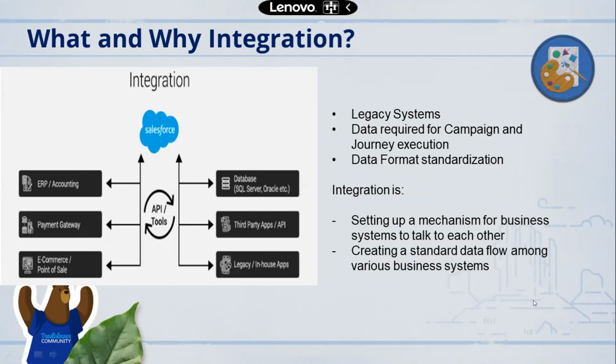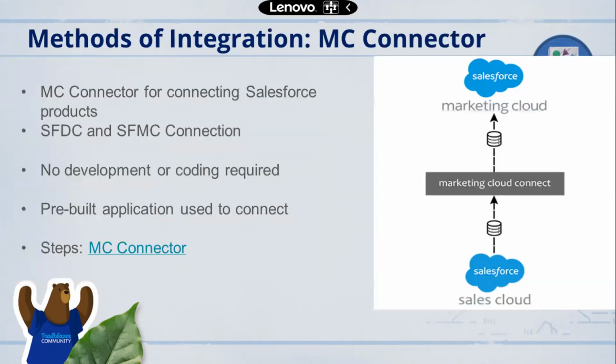execute campaigns. You want to make the best out of Salesforce Marketing Cloud, and that's where integrations become very crucial and important in terms of getting the data from your legacy systems to your Marketing Cloud, and then using it for execution of campaigns or journeys. So what are the different methods of integration that are there?